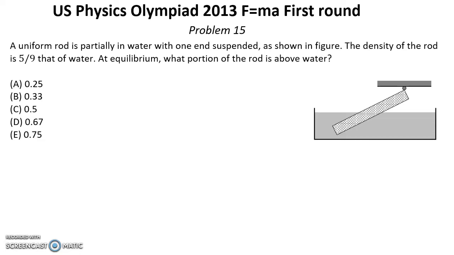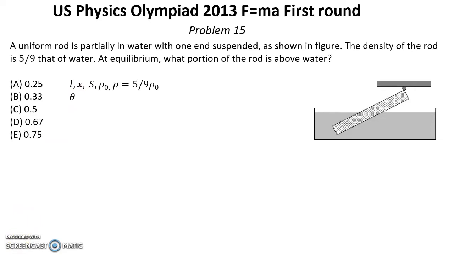Solution. Let L be the length of this rod. X is the part of this rod above the water. S is the cross-sectional area of this rod. Rho0 is the density of water. Rho equals 5/9 Rho0, that's the density of this rod. And we have to find what is X, the part of the rod above the water.